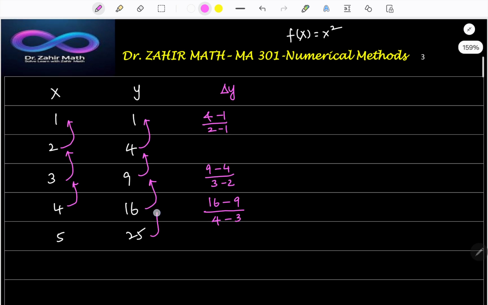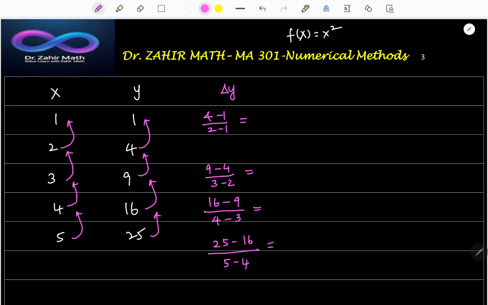Right. Then next is 25 minus 16 divided by 5 minus 4. Easy. I'm not using del y0, del y1, del y2. I'm not at all going to use all these things. So let me calculate this one by the calculator.